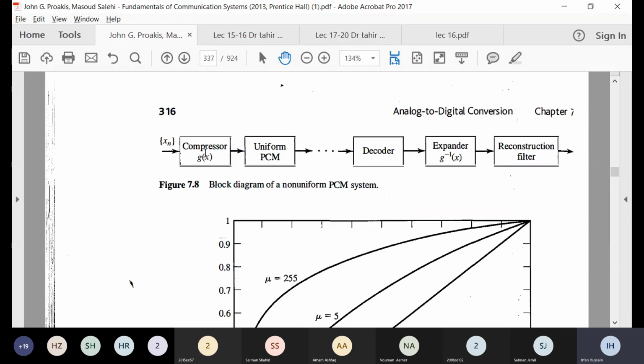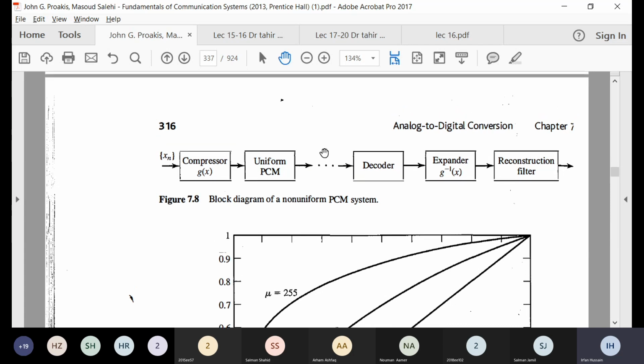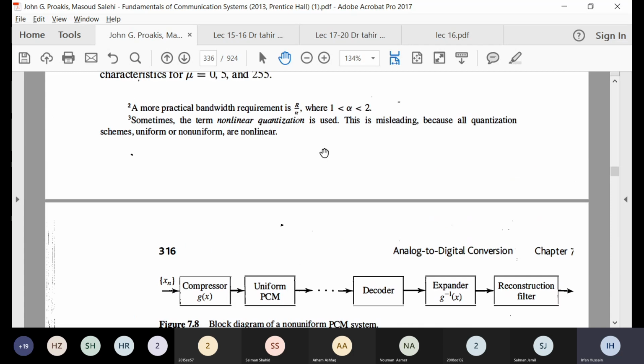So you have a compressor. When you apply uniform PCM, it is sent to a channel. Then finally your decoder, and then we have an expander. The decoder will give us the signal, but that signal will be compressed. So we will expand it, and then we can apply the reconstruction filter to get back the original signal. Everything is similar to a uniform quantizer, but we just introduce a compressor and an expander.